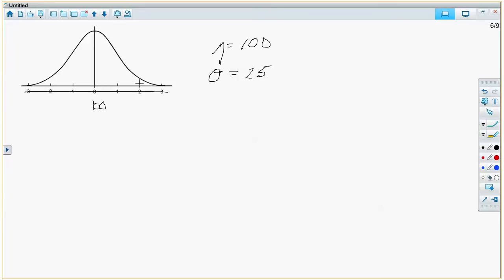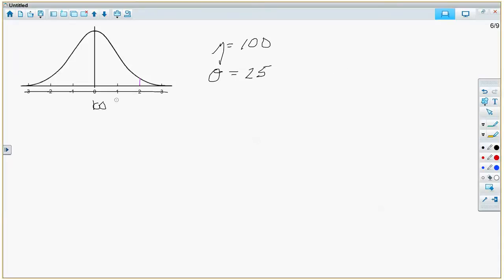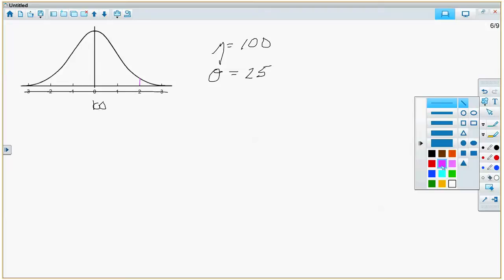I'm going to draw a little line right here. How do I know to draw that line there? Well, when you do your standard deviation, what's your first number? 125. What's your second number? 150. So I want to know what this area is, and I'll take my handy dandy straight line maker, and I'll draw you some lines.